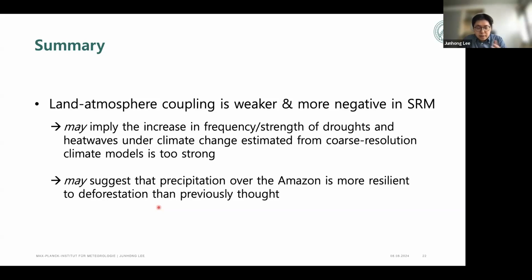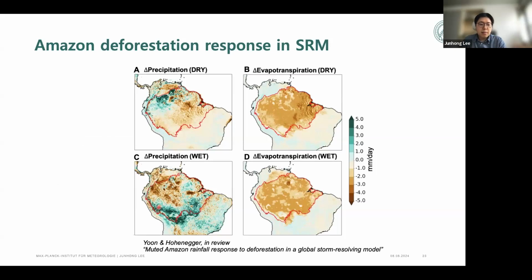Before moving on to the last slide, I'd like to discuss the second point one more time, because my colleagues Arim Yun and Kathy Hoeniger at NPI have already had a look at it. They explored the Amazon deforestation response in storm resolving simulation. They ran two simulations, first with just normal condition, and second, they deforested the area surrounded by this red contour in the plots. They removed the forest and replaced it with grassland.